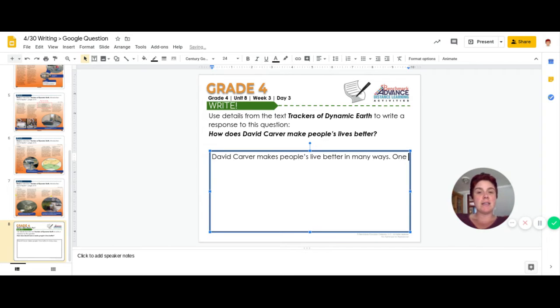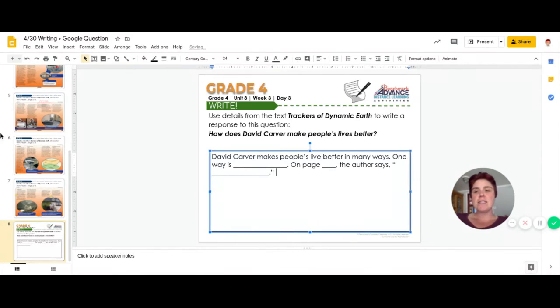One way is blank, and you'll have to go back and find that way, and you'll need to provide evidence in paragraph, or actually I don't think it numbers your paragraph. So let's say on page blank, comma, the author says, comma, quotation, and then you're going to insert your quote. What did the author say that proves that David Carver helped make lives better? We're going to hit that period, and then we're going to hit that quote.